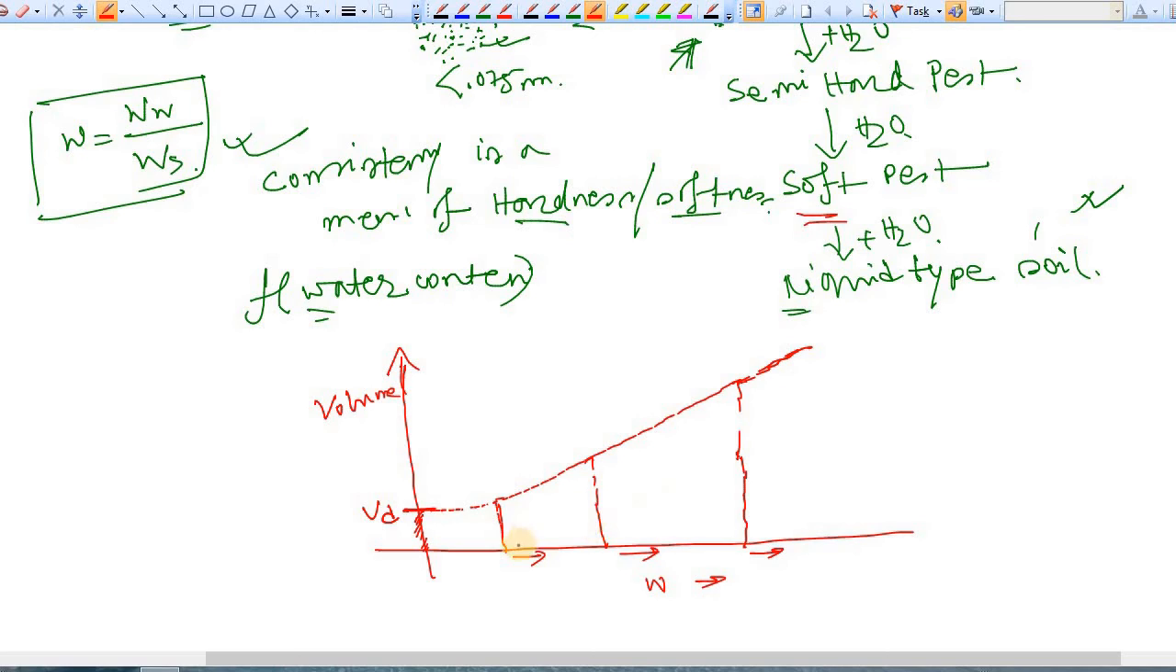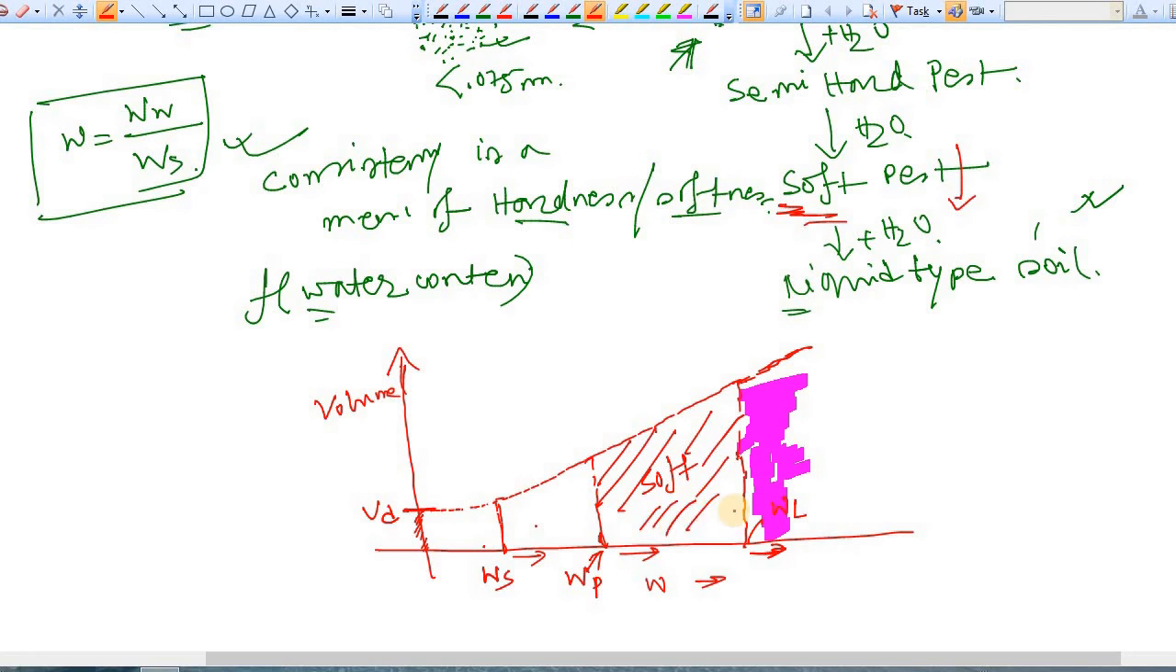Let's define the water contents corresponding to these changes. When you have made your paste liquid, let's say that is WL, and when you have made your paste soft, let's say this is WP. I will tell you what WL and WP are. And when you have transferred your paste from hard to semi-hard, let's say that is WS. So this is the liquid state of your soil, this is your soft state, this is the semi-hard state, and this is the hard state of soil.